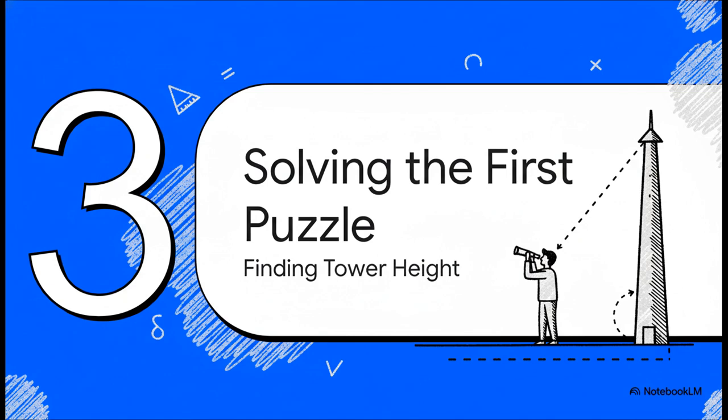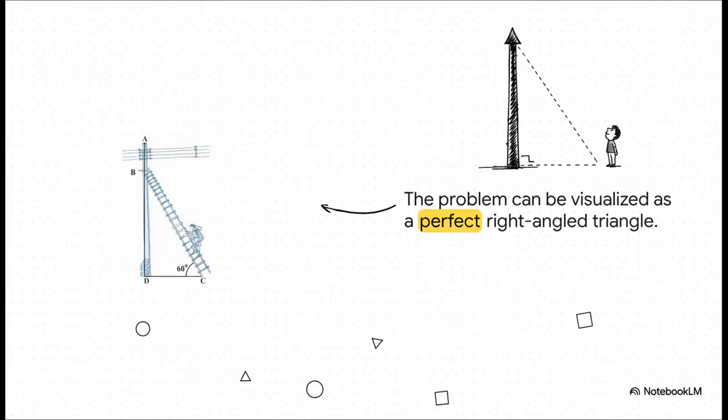All right, we've got our toolkit ready. Let's put it to the test. Our first challenge, let's find the height of a tower without ever leaving the ground. So let's picture this. There's a tower, standing perfectly straight up. We're on the ground, some distance away, and we tilt our head up to look at the very top. Boom. Right there, we've just created a perfect right-angled triangle.